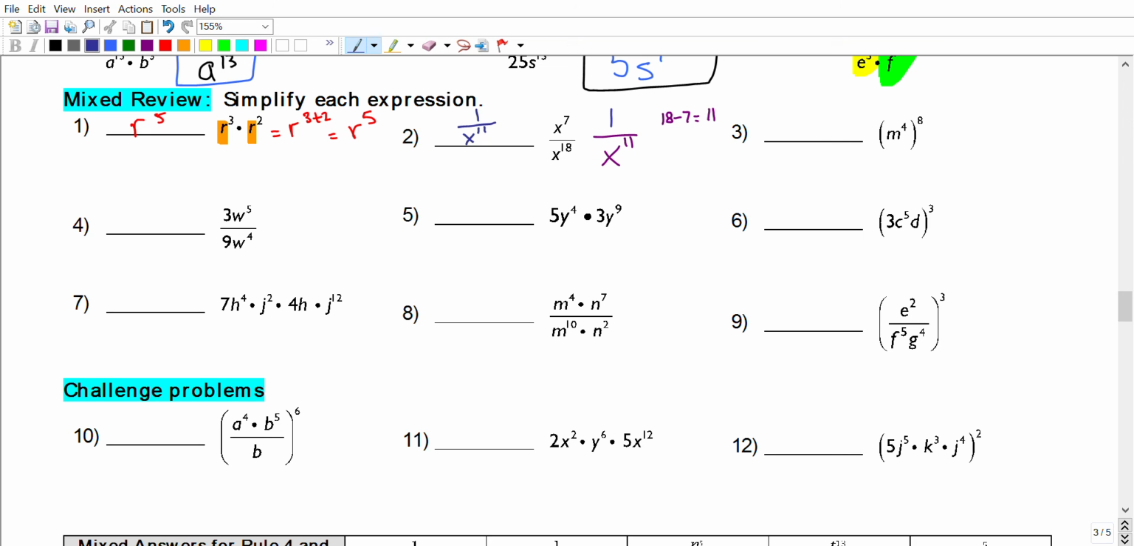Okay. Number 3, we have the power of a power, basically. So we have to multiply the powers, or the exponents. So 4 times 8 is 32. And we keep the base of m.